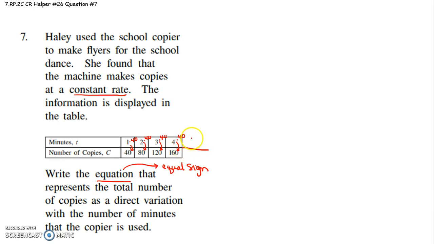So if we have T, how do I get to C? I take T and I multiply by 40, and that gets me to my number of copies, C. So here, you could do T times 40 equals C, your number of copies. Just take your number of minutes, you multiply the number of minutes by 40, you'll get your number of copies.